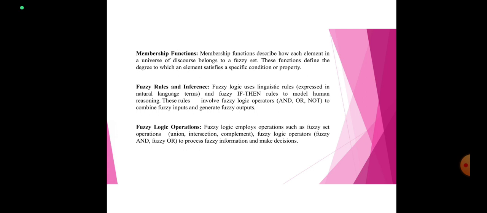Also, fuzzy rules and inferences are used. Fuzzy logic mainly uses linguistic rules, fuzzy if-then rules, and fuzzy logic operators such as and, or, not for combining the inputs and generating the fuzzy output. Fuzzy logic operators include fuzzy and, fuzzy or, and also the operations involving union, intersection, and complement, which are used for processing the fuzzy information and making the decision. It is one of the important methods involved.